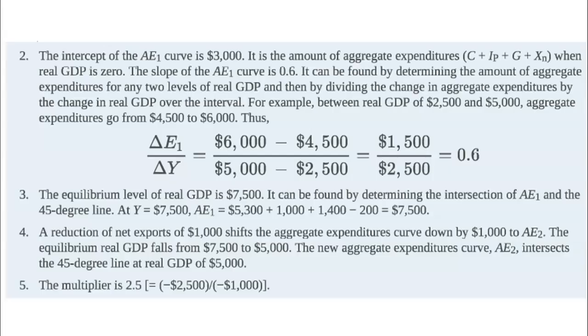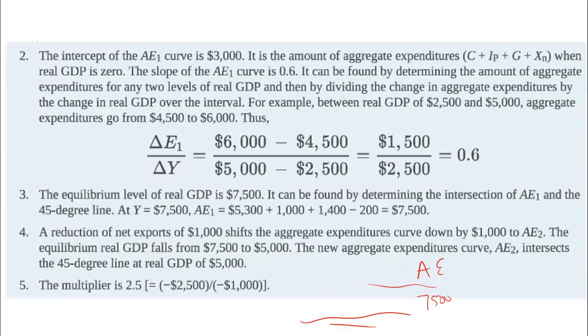Number 3, the equilibrium level of real GDP is 7,500. That's where it intersects that line. Or if you were looking at your table where you filled out all of those points, you're going to have real GDP of 7,500, and aggregate expenditures is also going to say 7,500 on that same line.